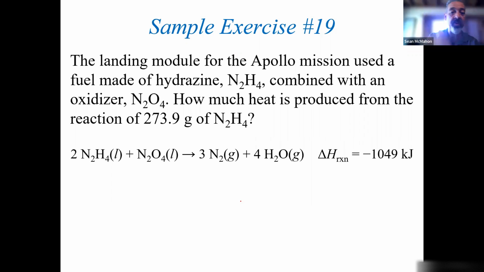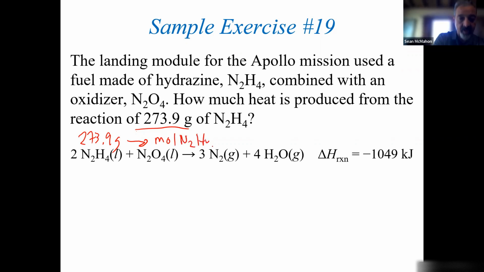How much heat is produced from the reaction of 273.9 grams of N2H4? So what do I have to do? I have to convert grams of N2H4 into moles of N2H4. And then when I have moles of N2H4, I can convert it to kilojoules. How come? 2 moles of N2H4 will release 1,049 kilojoules.